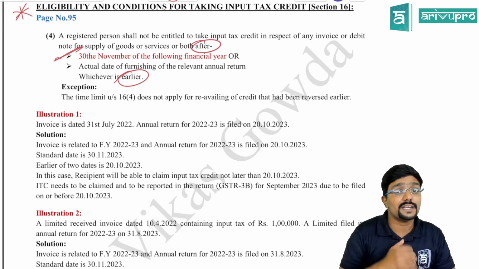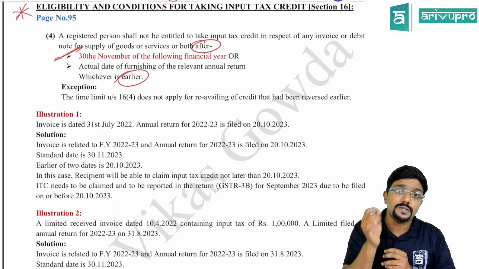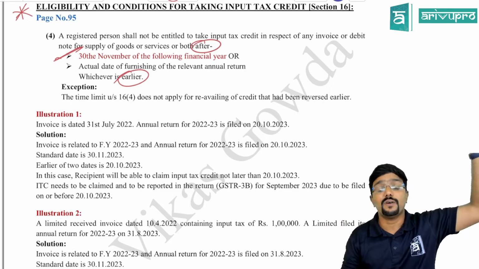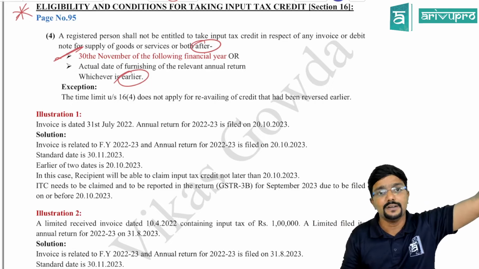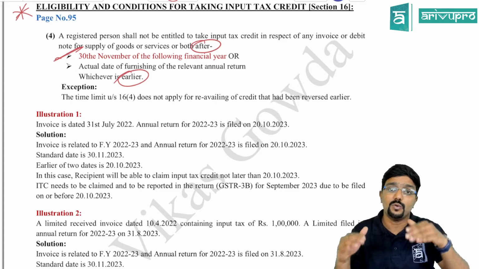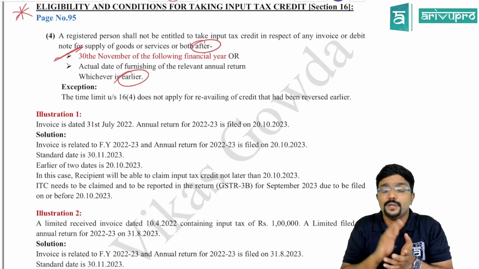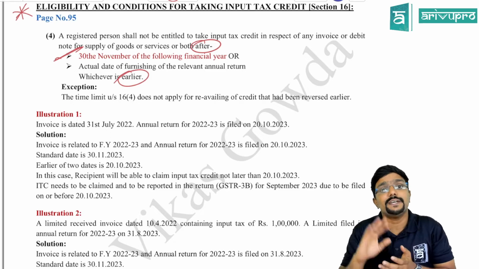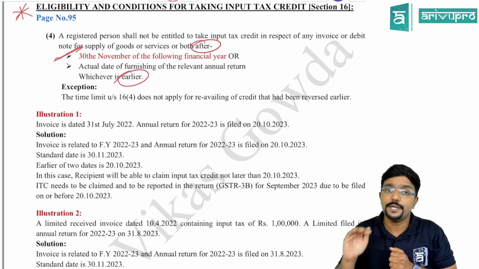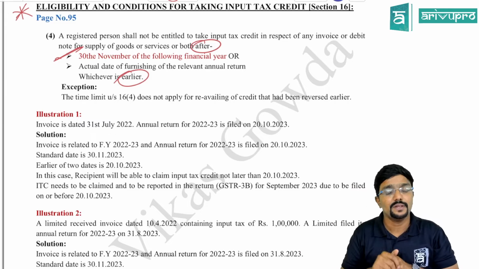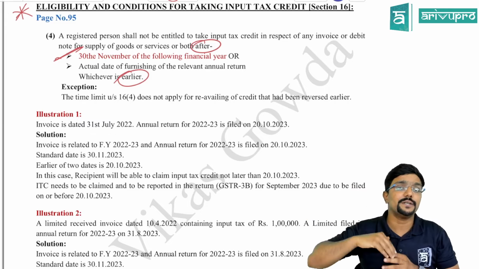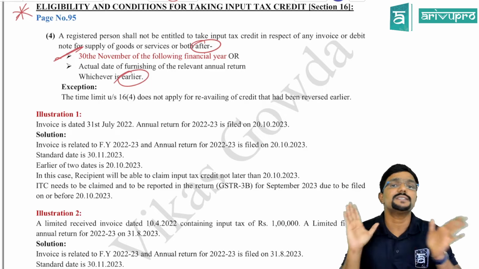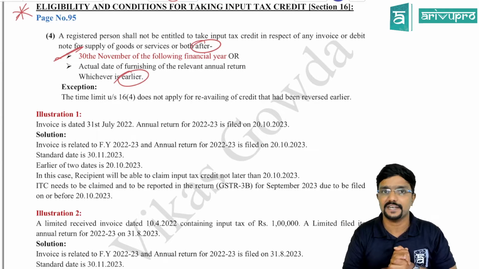For re-availing the credit which was reversed earlier, should this time limit be followed? No, this time limit is not followed. For availing ITC initially, for that, yes, this time limit is applicable. So whatever ITC you had already availed, you didn't pay the consideration to the supplier within 180 days. On the expiry of 180 days, the ITC was reversed and added to your output tax liability. Then sometime later, you paid the amount to the supplier and you are re-availing the credit. In that case, this time limit will not be applicable for re-availing the credit.